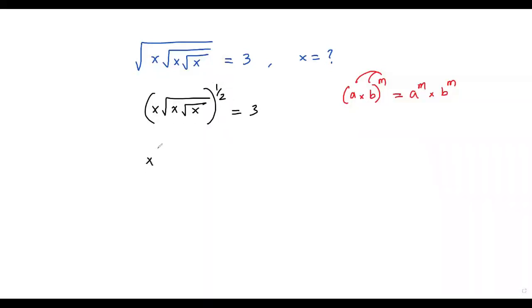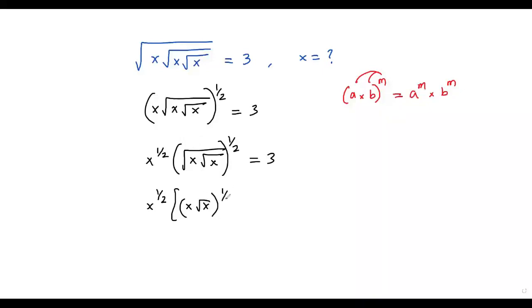When I do so, I'll be getting x to the power 1 half, times square root of x, whole to the power of 1 half, equals 3. Here we have a square root over this complete expression, so we can write this square root as an exponent, that is 1 half for the expression we have over here. Let me do it in the next step. x to the power of 1 half, times x times the square root of x written as an exponent, 1 half, whole to the power 1 half, equals 3.